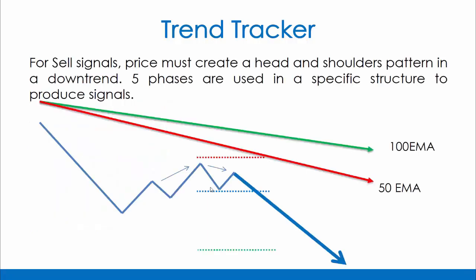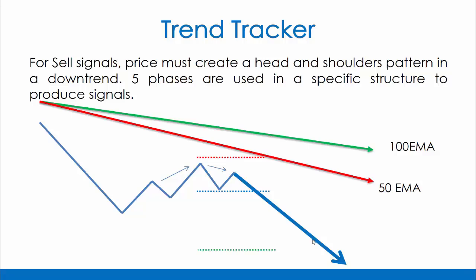Now for the short side, the sell signals, this time we're looking for the head and shoulders pattern, not the inverted head and shoulders pattern. Again, this 5-phase structure is required for the signal. And basically we have to have this in a downward trend, so the 50 needs to be underneath the 100, and we have this shoulder, head, shoulder pattern. And it's this point here where Smart Charts will find the signal, tell you it's a sell signal, flashing green, telling you to sell, and then you're looking for that next move down from there.